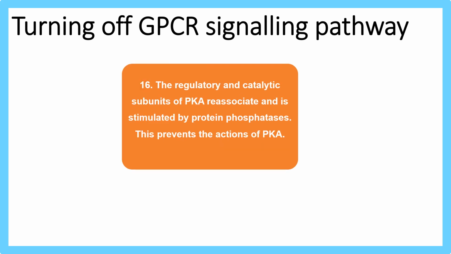Now, the last point is that the regulatory and catalytic subunits of PKA reassociate together, because, as you said, the activated form of the enzyme is when the regulatory and the catalytic subunits separate. But when they both reassociate, they become an inactive state. And this is stimulated by enzymes called protein phosphatases.